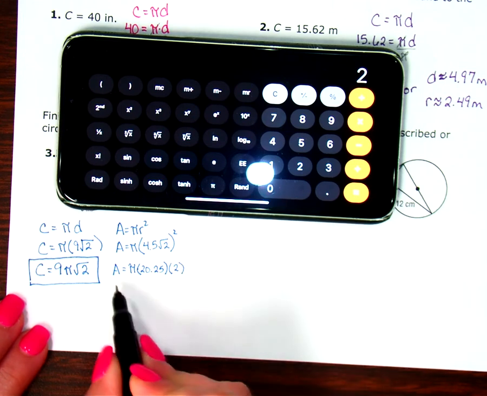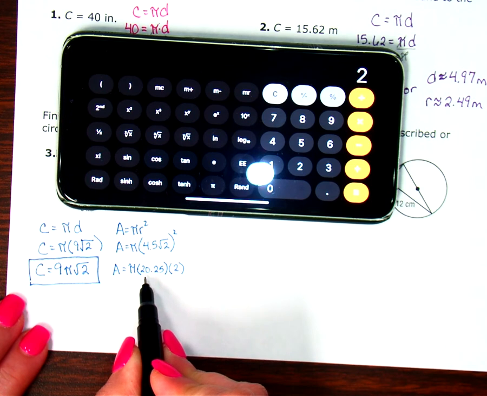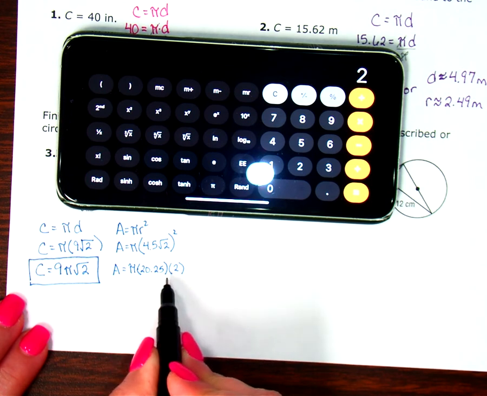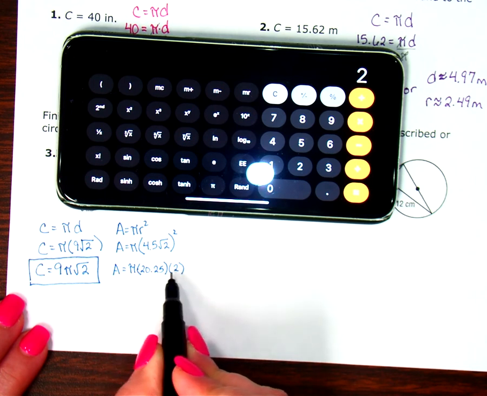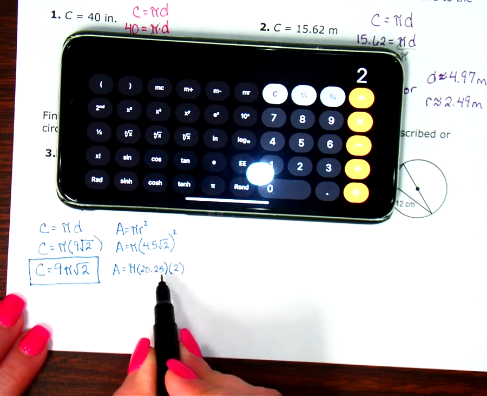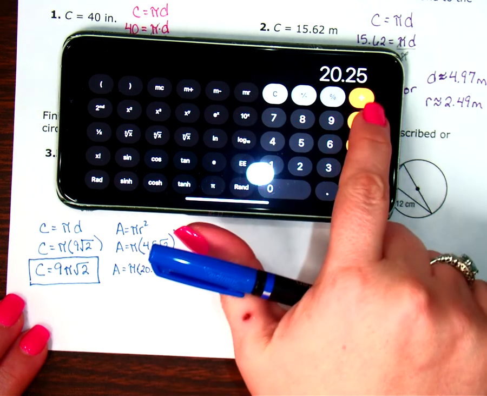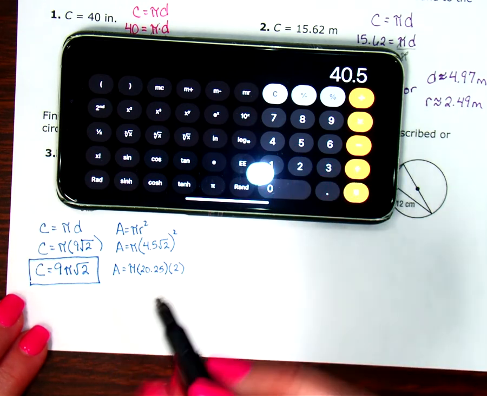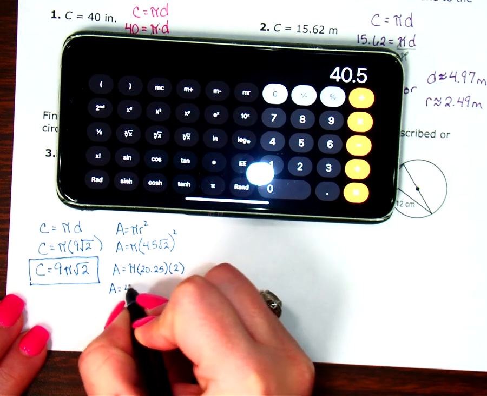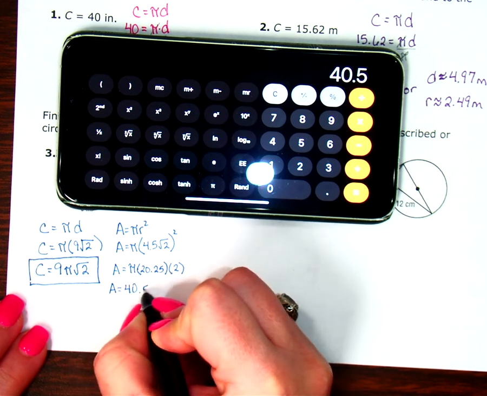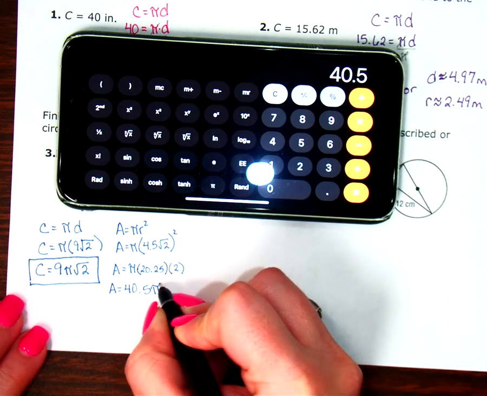So now I have the area equals pi times 20.25 times 2. These two numbers I can multiply together. 20.25 times 2 gives me 40.5. Notice I didn't write the pi. I didn't put the pi in the calculator, so that means it still needs to go on the paper. Don't forget to write the pi.